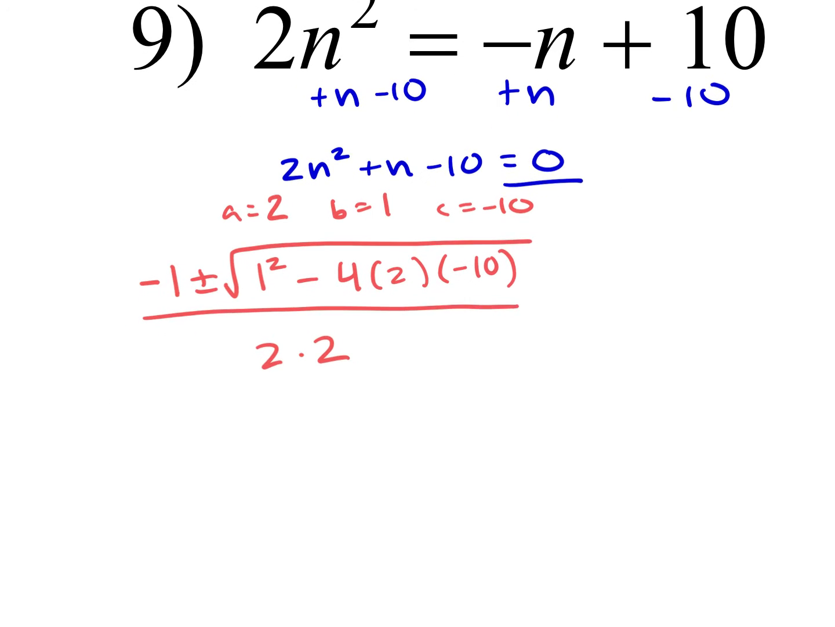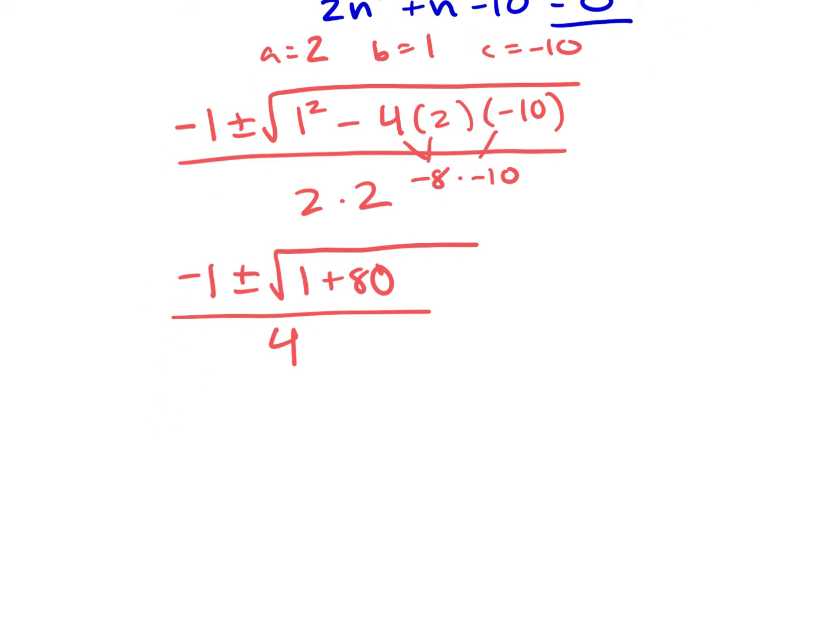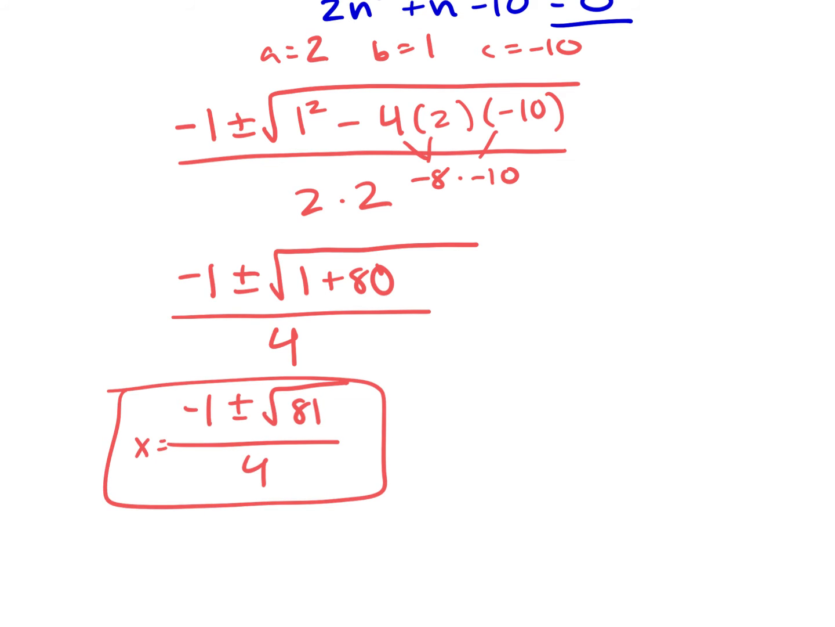So then we simplify. Negative 1 stays out front. What's 1 squared? 1. Then we have negative 4 times 2. Negative 8. And negative 8 times negative 10. 80. And 2 times 2? 4. So then we have negative 1 plus or minus the square root of 81 over 4. What is the square root of 81? It is 9, so if you wanted to, you could simplify it more, or you could just leave it like this.